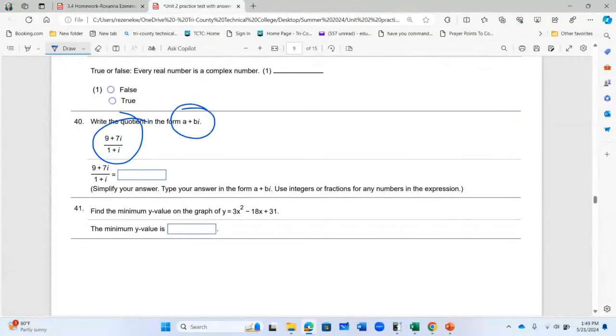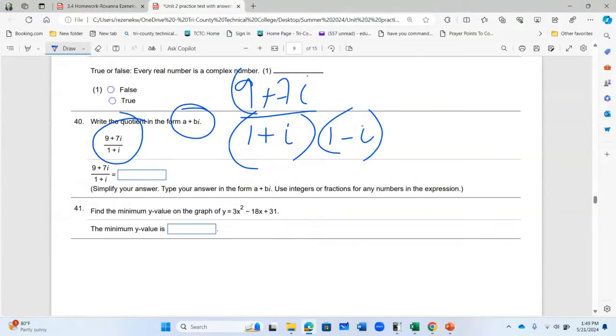All right, I want you to make sure you know that whenever a complex number is in the denominator, you rationalize the denominator. So I'm going to rewrite the whole function, 9 plus 7i all over 1 plus i. Every complex number has a conjugate. So multiply by the conjugate in the denominator. And what is it? The original one is 1 plus i. The conjugate is 1 minus i.